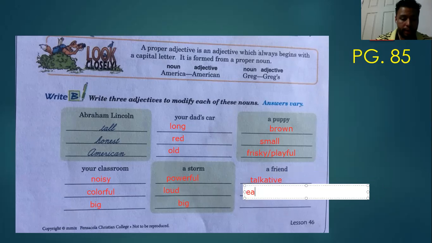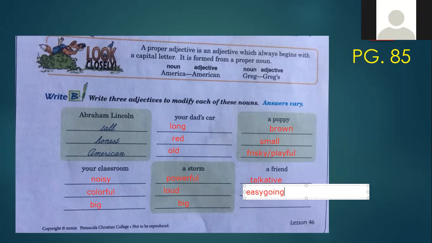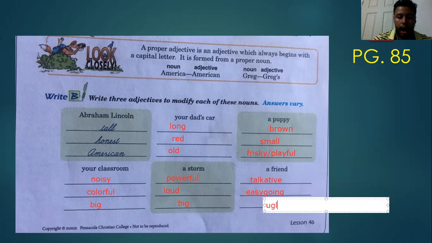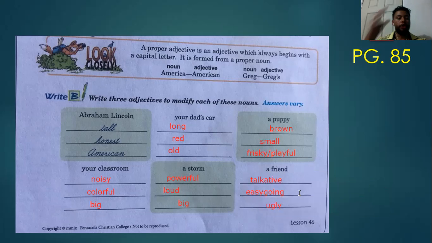Is he going, for example? Ugly. Is he going? Okay. In that case, it's negative. Ugly. It doesn't matter. So you can copy these ones, okay?